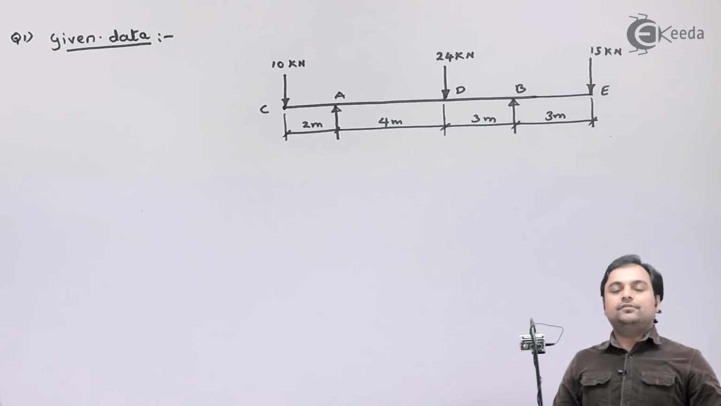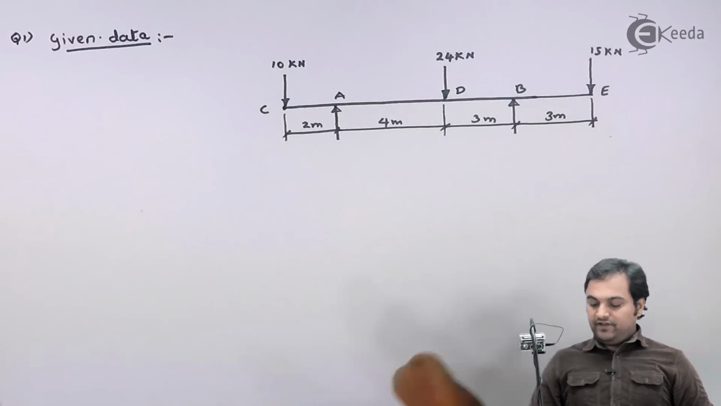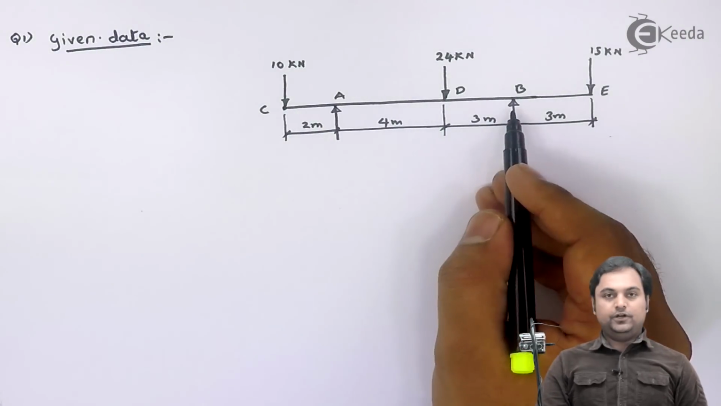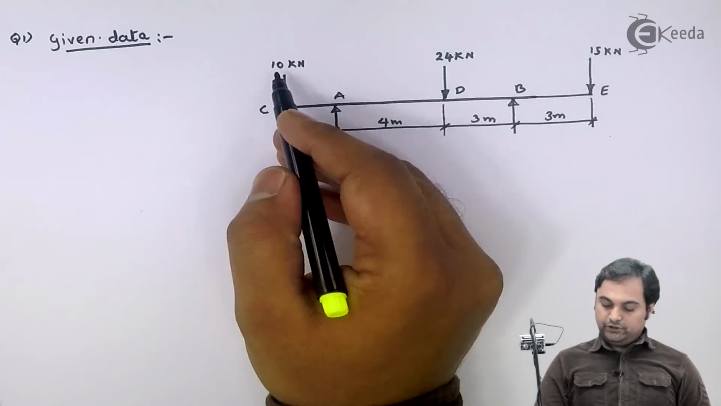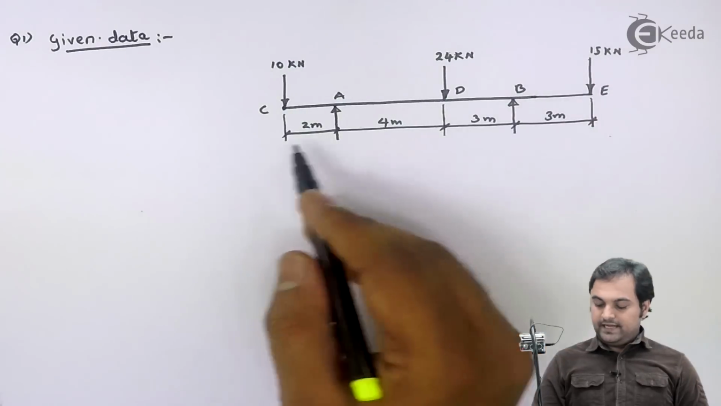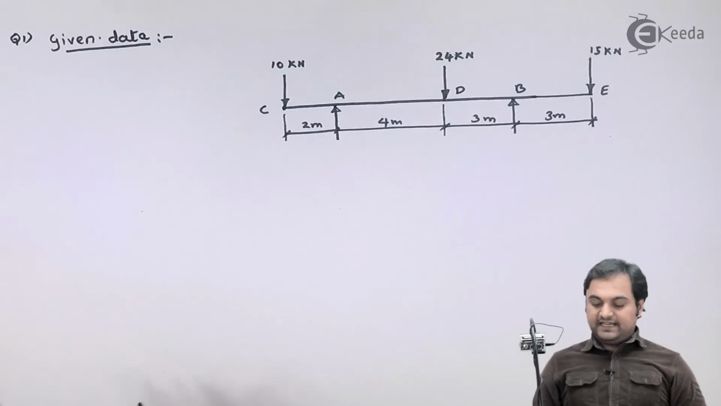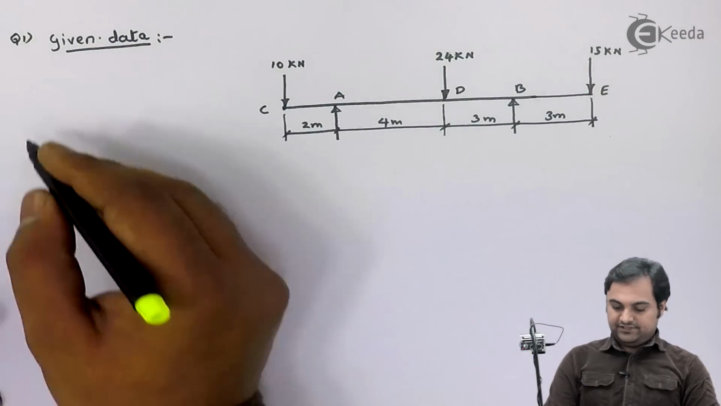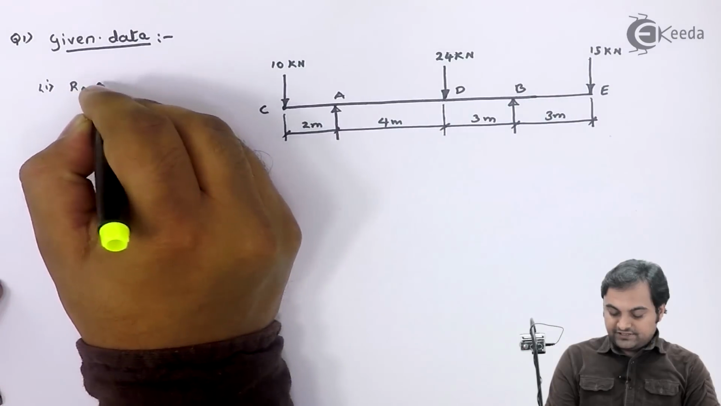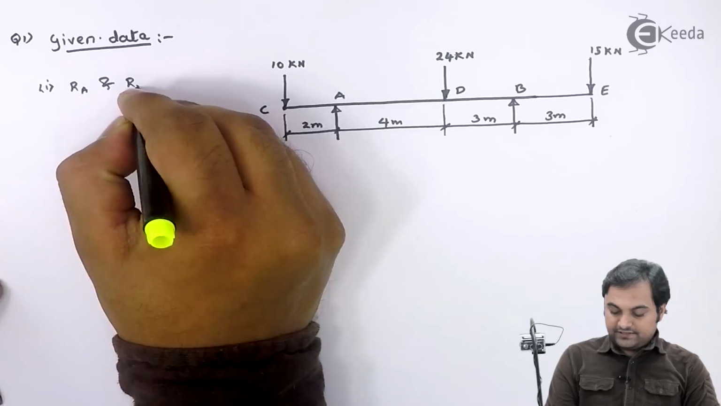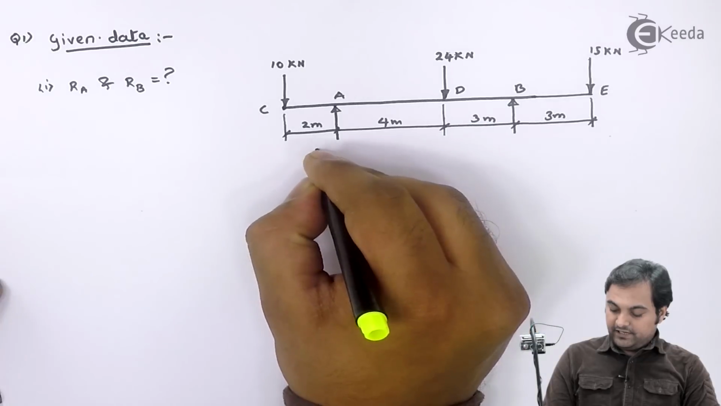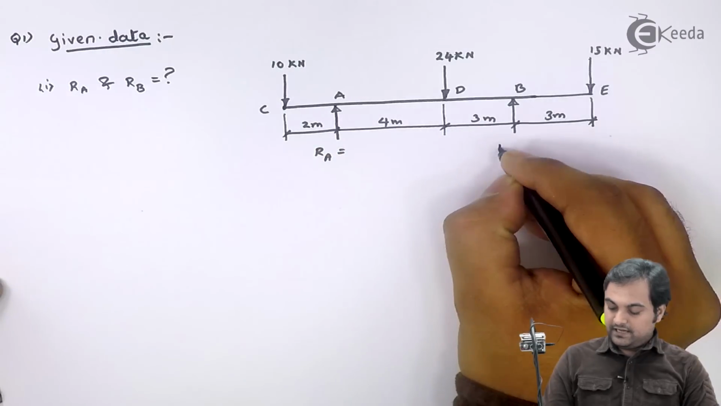Now this is the question which we have in front of us, where we have an overhanging beam which is supported at point A and at point B. Then we have point loads of 10 kilonewton, 24 kilonewton and 15 kilonewton acting on this beam. For this diagram we have to find out the support reactions. The first question is, we have to calculate reaction at A and reaction at B. That is, I have to determine RA value and RB value.